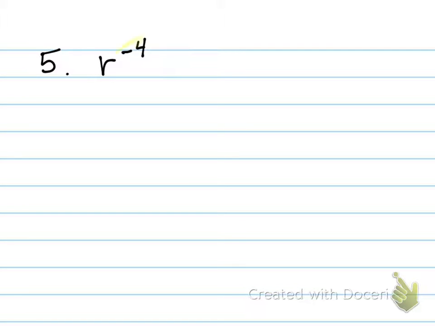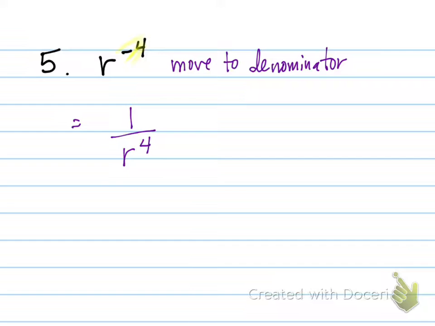Okay, now I have a negative exponent. So when you have a negative exponent, remember that you need to move to the denominator. So when you move it to the denominator, it just becomes 1 over r to the 4th. So when you move it to the bottom, move it to the denominator, it becomes a positive exponent. So anytime you have a negative, just switch it, and it becomes a positive exponent.